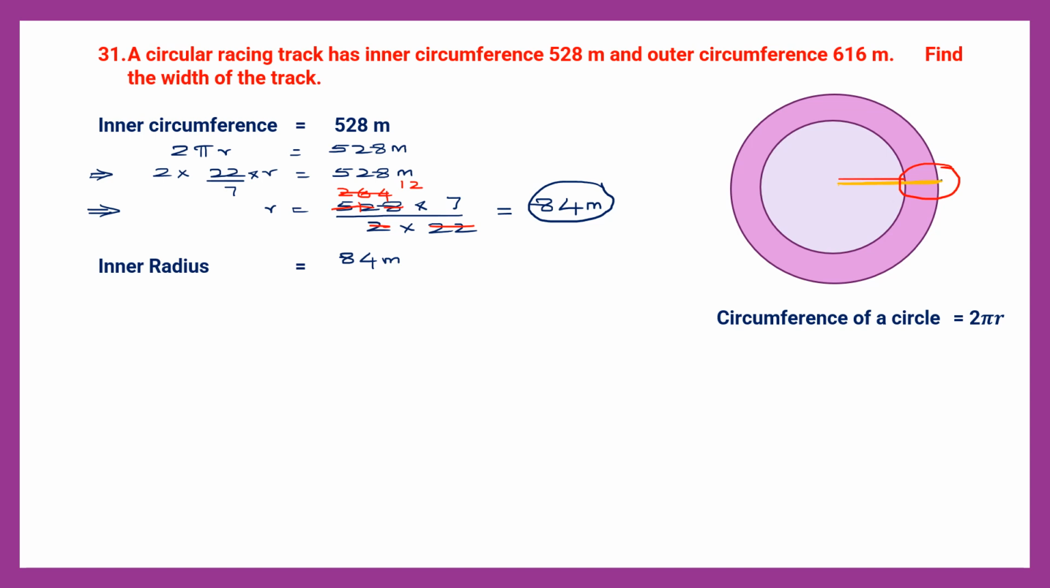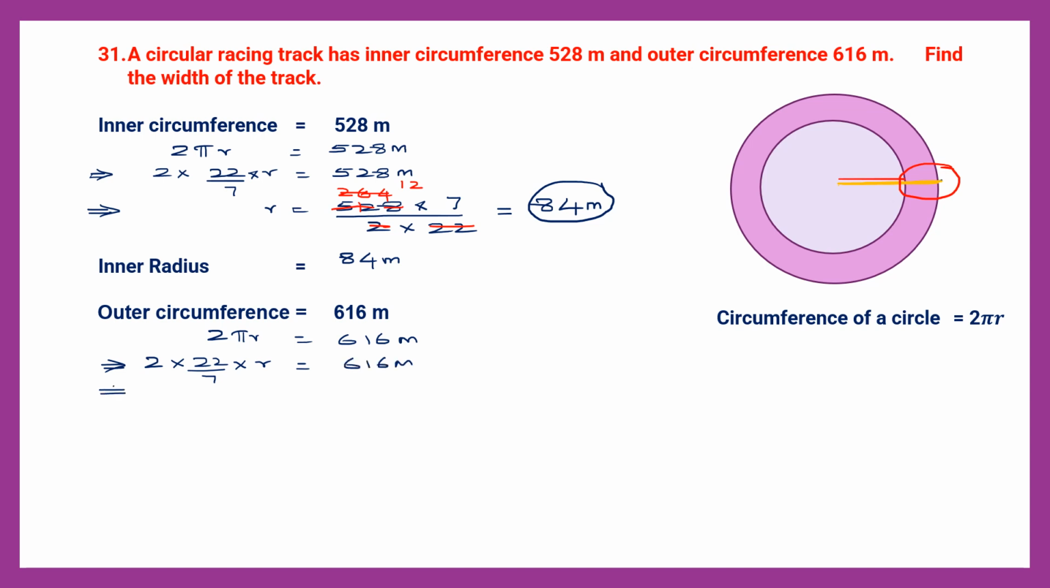Similarly, we're going to find the outer radius with the help of the formula for the outer circumference. Outer circumference is given to us and the formula is 2 pi r. This is equal to 616 meters. Just like we did for the previous one, we're going to do 2 into 22 by 7 into r is equal to 616 meters. Now we're going to find only r. So we leave only r here. On the other side, we have 616. We are going to transpose all this 2 into 22 by 7 to the other side. First, let's take only 7.